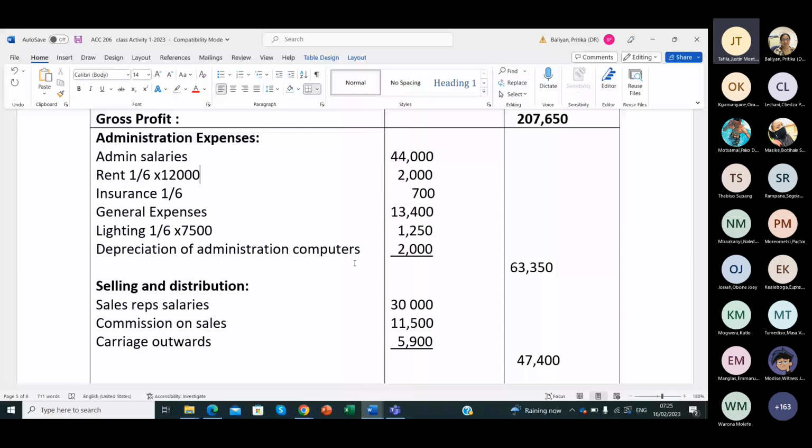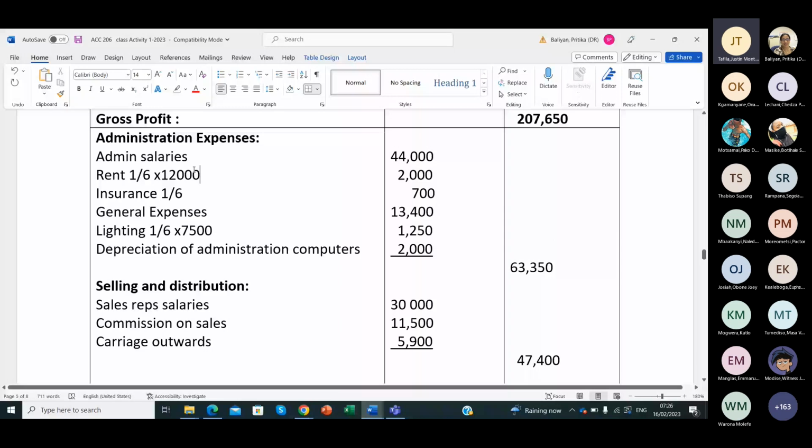Then once you've done all the administration expenses, you list them, then add all the costs. When you add all these, 144,000, 2,700, 13,400, 1,250, 2,000, the total you will get is 63,350. You have only recorded the administration expenses.